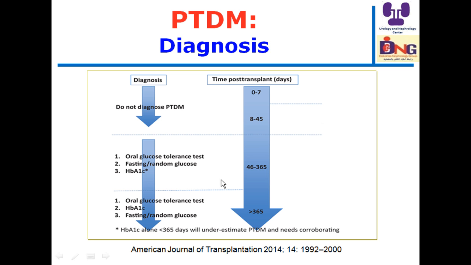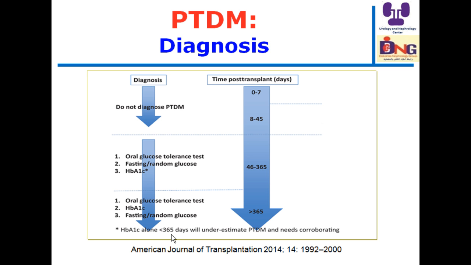But after a year, we can use oral glucose tolerance test, hemoglobin A1C, fasting or random glucose, because hemoglobin A1C alone within the first year, before the end of the first year, will underestimate the presence of post-transplant diabetes and needs supporting evidence for diagnosis of diabetes.